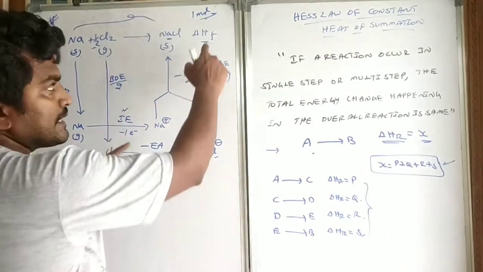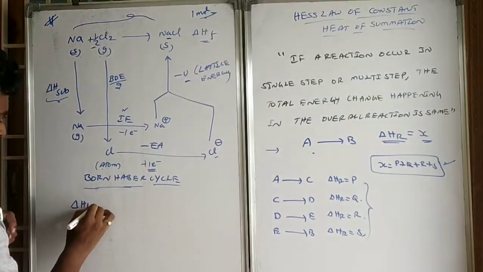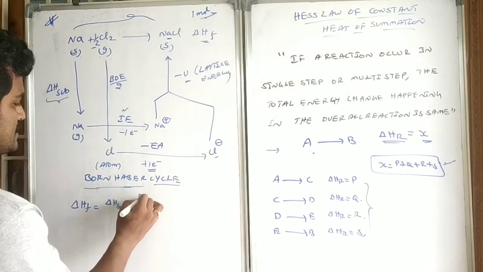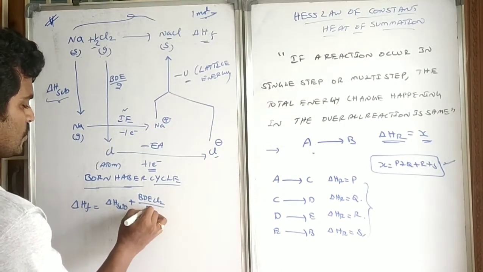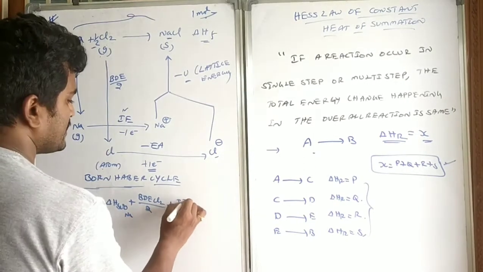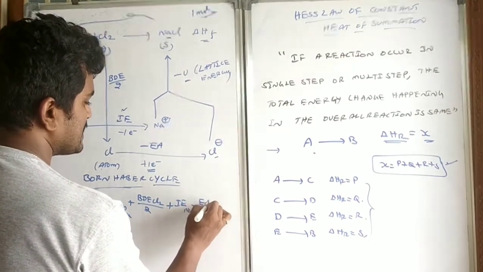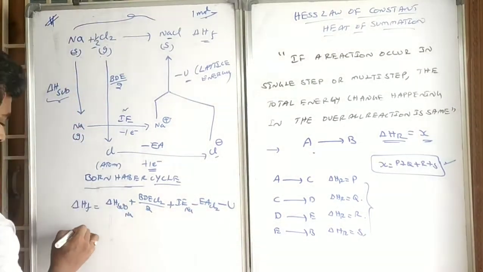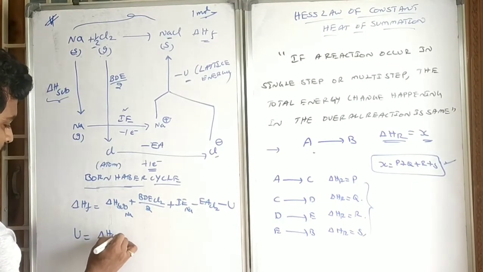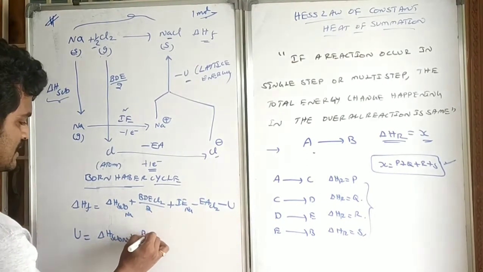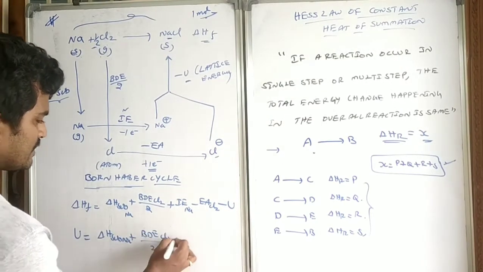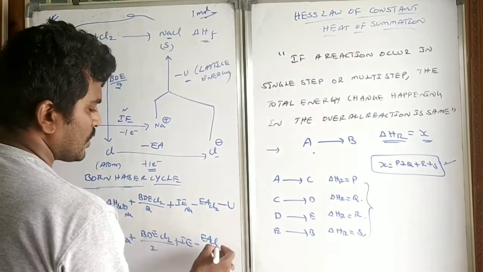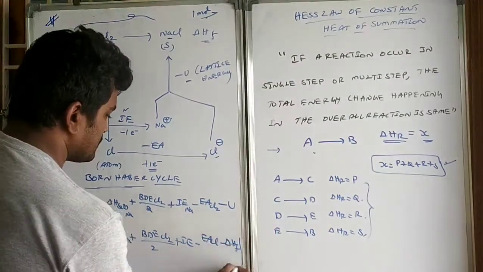Let us see, according to Hess Law, enthalpy of formation is equal to enthalpy of sublimation of sodium plus bond dissociation energy of chlorine by 2 plus ionization energy of sodium minus electron affinity of chlorine minus lattice energy. So lattice energy equals enthalpy of sublimation of sodium plus bond dissociation energy of chlorine by 2 plus ionization energy minus electron affinity of chlorine minus enthalpy of formation.